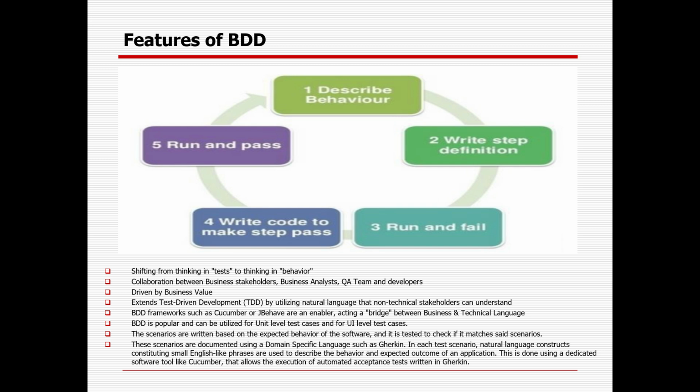The scenarios are written based on the expected behavior of the software, and it is tested to check if it matches said scenario. These scenarios are documented using a domain specific language such as Gherkin. So in BDD, the language which will be used is called Gherkin language. In each test scenario, a natural language construct consisting of small English-like phrases is used to describe the behavior and expected outcome of an application. This is done using a dedicated software tool like Cucumber that allows the execution of automated acceptance tests written in Gherkin.